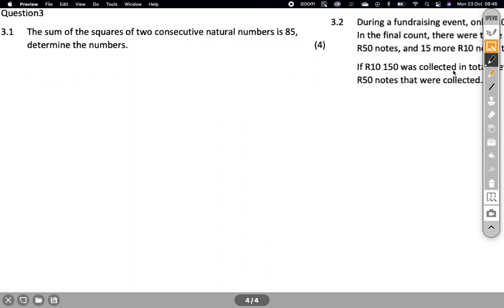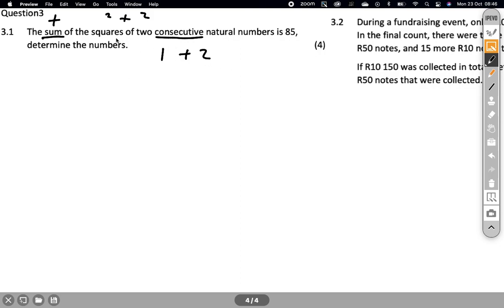So question 3.1, the sum of two squares. Remember, when they say the sum, we are adding. The sum of two squares, so whatever we are adding is squared. Both the terms are squared, of two consecutive natural numbers. If they say consecutive, it means that if the first term is 1, the second term is 2.